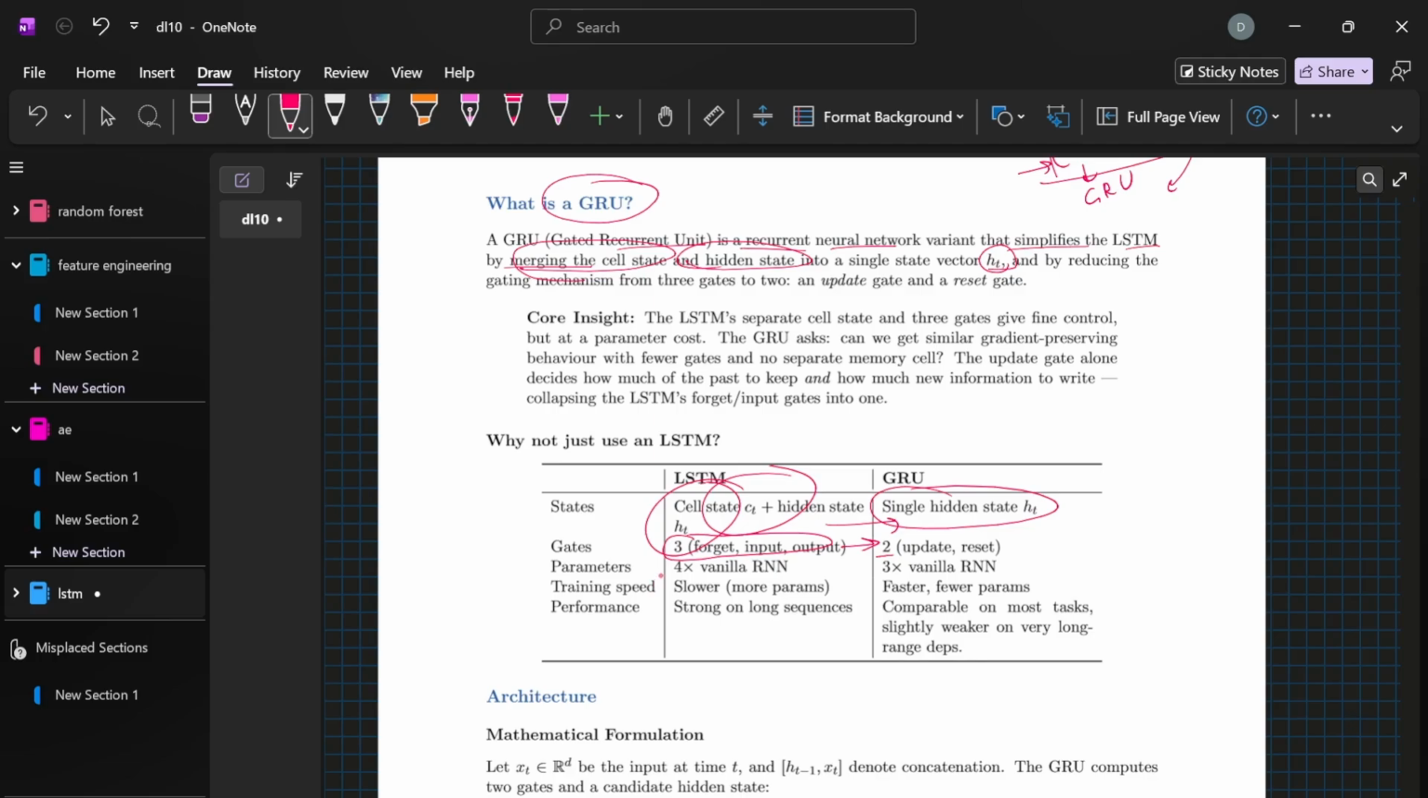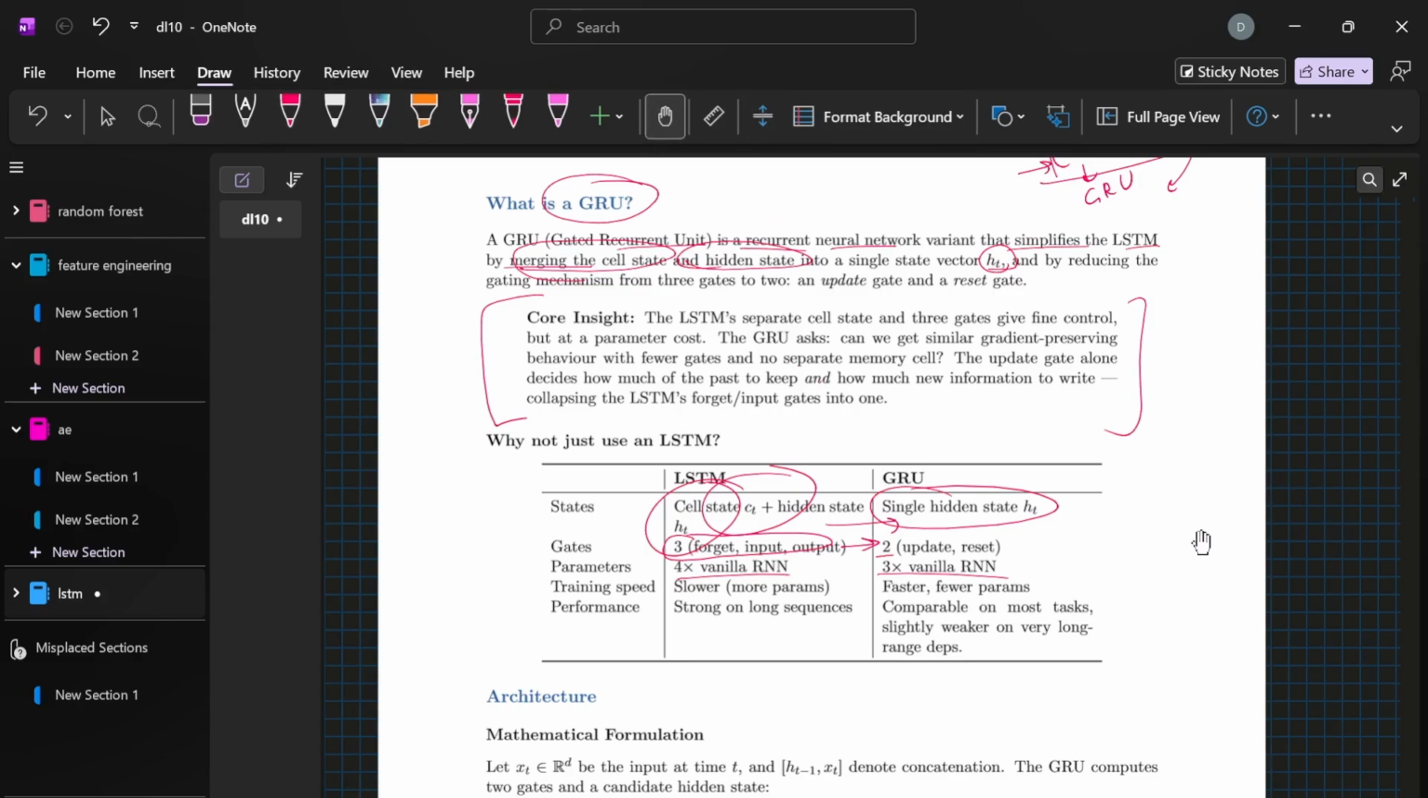Okay. Now here's the core insight to really lock in your understanding. LSTM gives you fine-grained control with its three separate gates, but that comes with a parameter cost. More weights mean more to learn and slower training. GRU asks a smart question: can we get similar gradient-preserving behavior with fewer gates and no separate memory cell? If the answer is yes, then the update gate alone will take it.